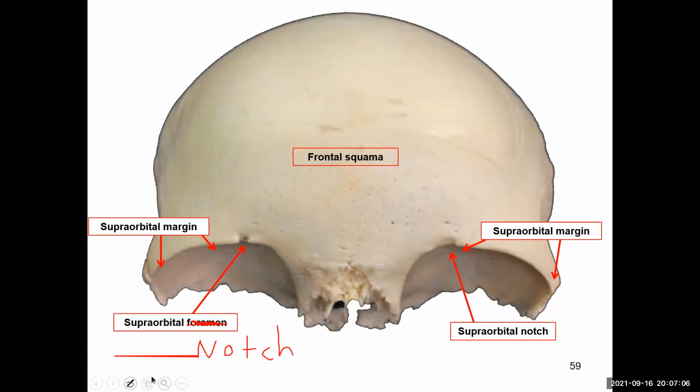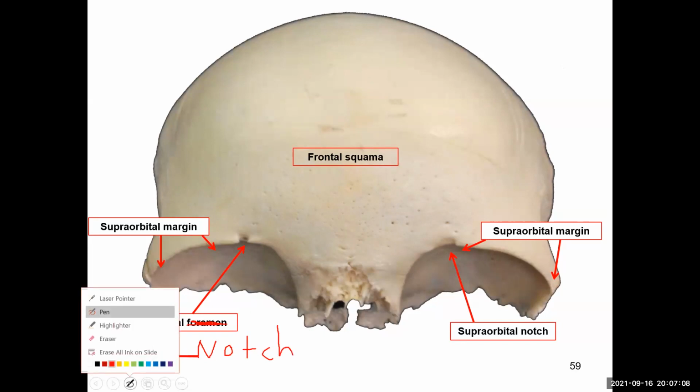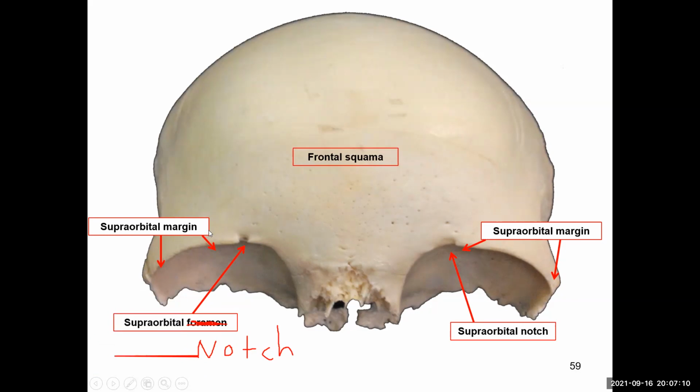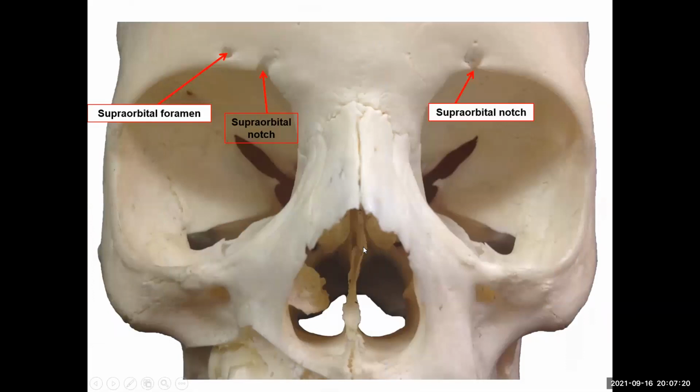Okay, your forehead, that's the frontal squama. And then you get your supraorbital margins here in the lateral portion. Here's the supraorbital notch, another supraorbital notch. Now you can see where the supraorbital foramen is. Supraorbital foramen and the notches. You should be able to see the difference, and that is a notch because it's not a hole or a passageway through the skull.